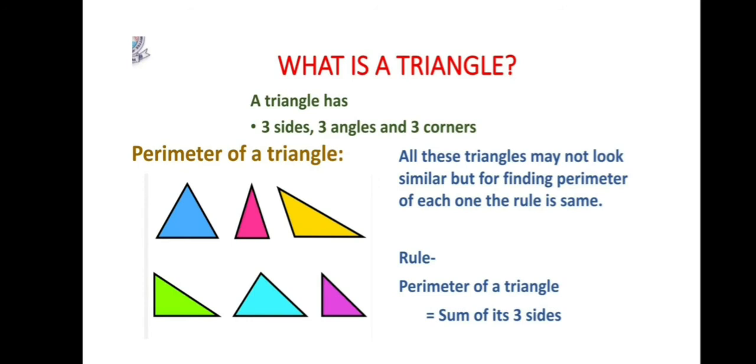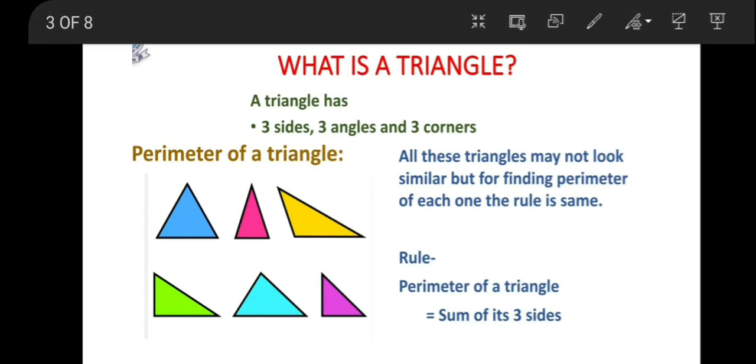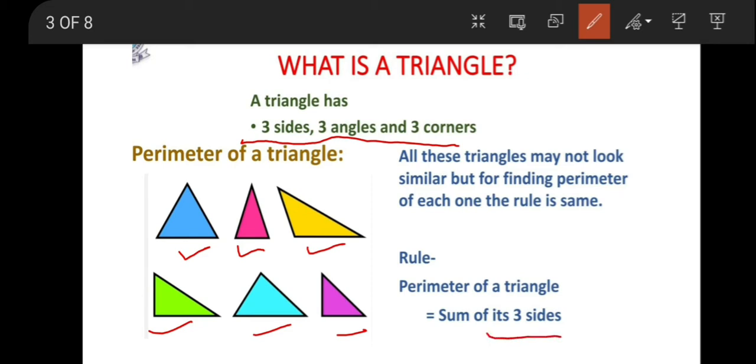Let us discuss how we can find the perimeter of a triangle. First we will know what a triangle is. A triangle is a three-sided closed polygon. A polygon is a figure which is made up of line segments, and a triangle is the smallest polygon. Now see children, here different kinds of triangles are given, but the criteria to find perimeter is the same. We just need to add all sides to find its perimeter.